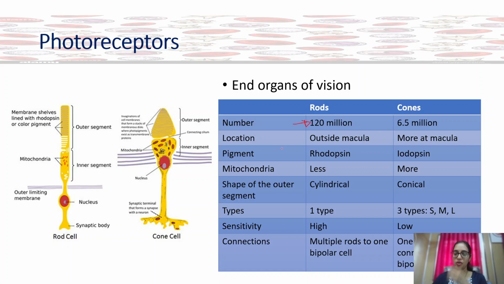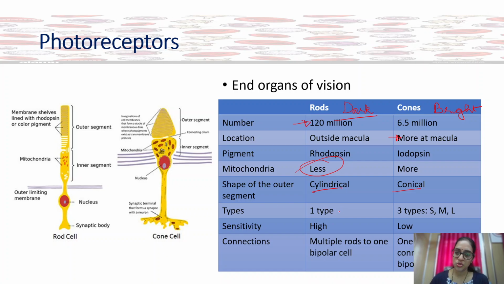The location of rods is more outside the macula. Cones are more concentrated in the macula. The pigment present in rods is called rhodopsin, whereas the pigment present in cones is called iodopsin. Rods are more sensitive to dark or dim illumination, whereas cones are sensitive to bright illumination. The shape of the outer segment we have already discussed. The number of mitochondria in rods is lesser compared to cones.